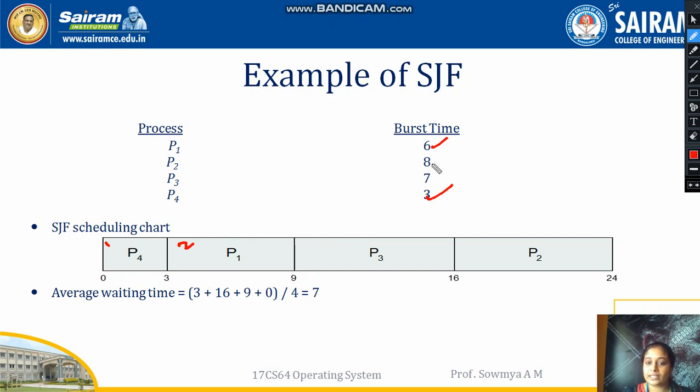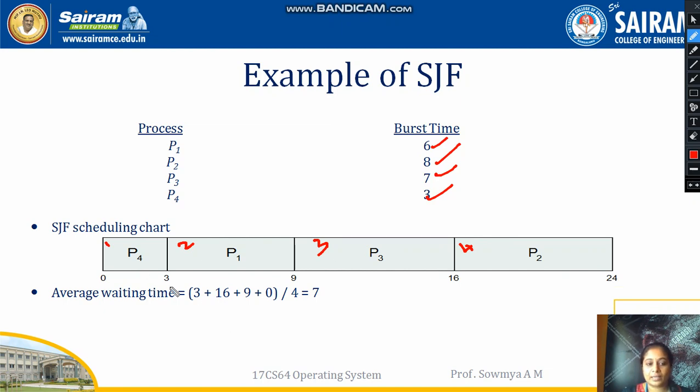So out of 8 and 7, 7 is the shortest. So P3 got allocated at third place, from 9 to 8. 9 plus 8 is 16. So the next remaining is 8, which is P2, allocated at fourth place. So 16 plus 8 is 24.